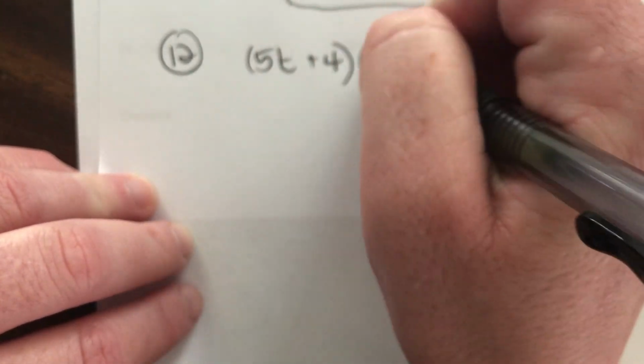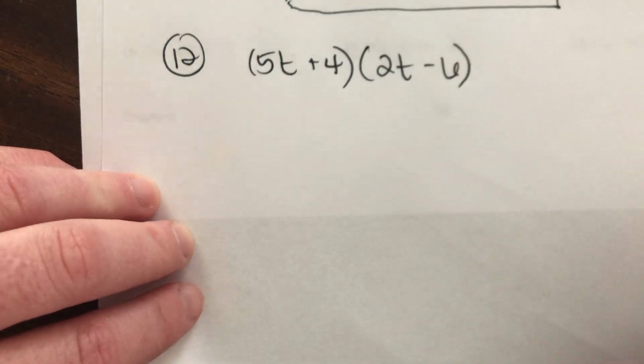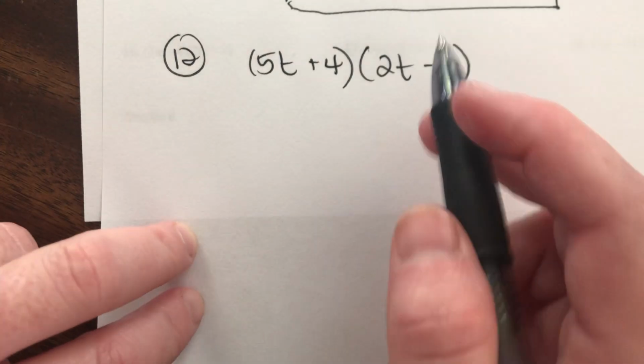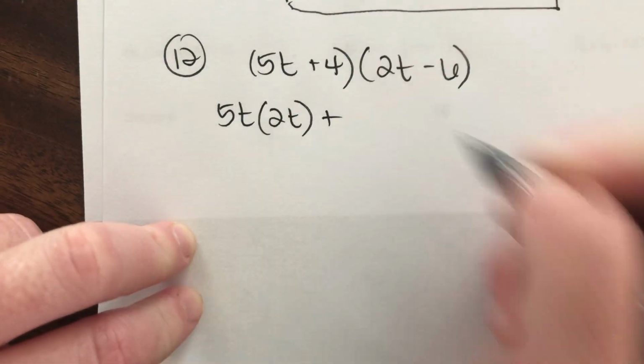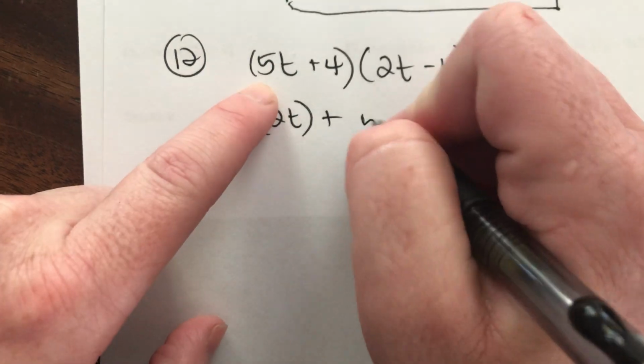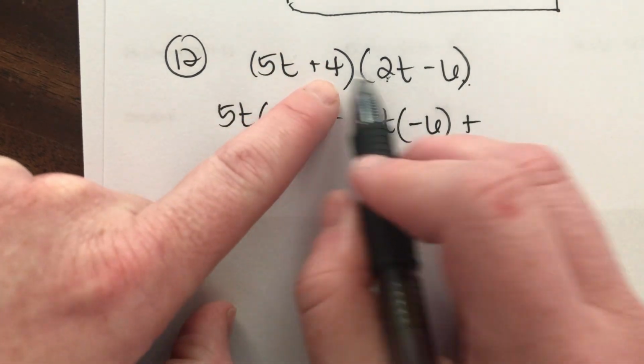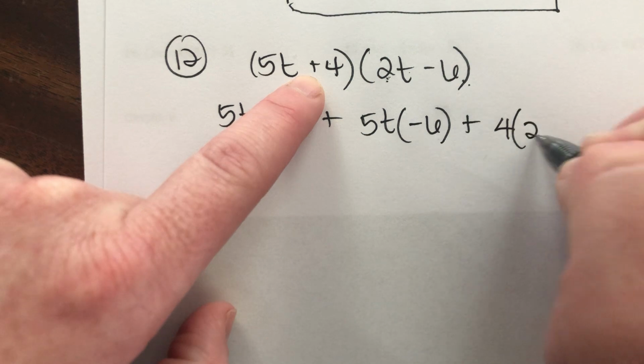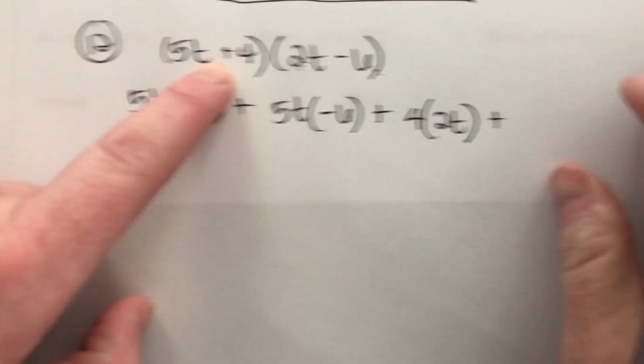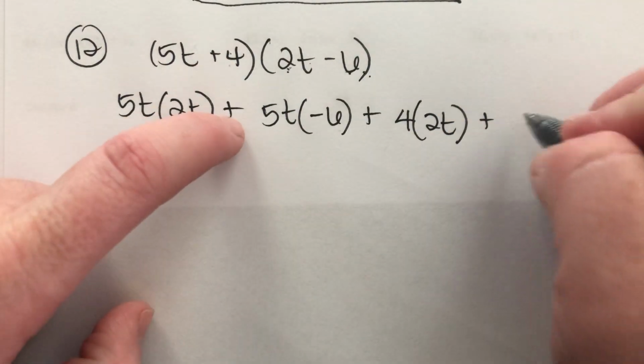And last one, I said number 12, 5t plus 4 times 2t minus 6. Okay, so first, 5t times 2t plus the outer 5t times negative 6 plus the inner 4 times 2t plus the last 4 times negative 6.